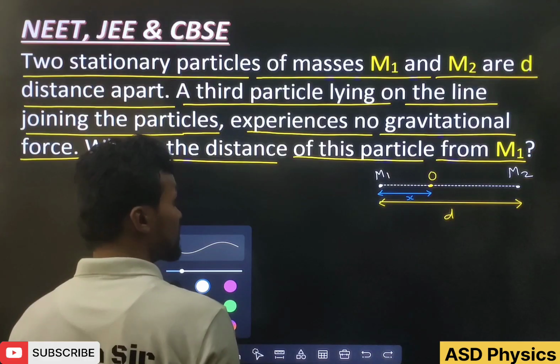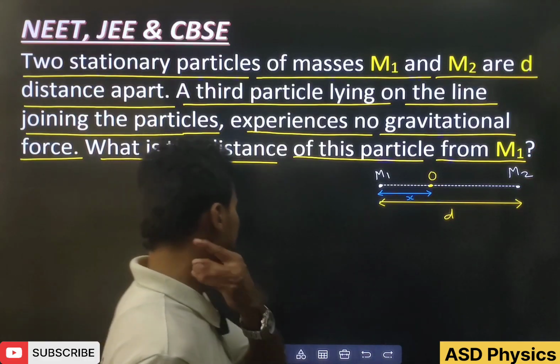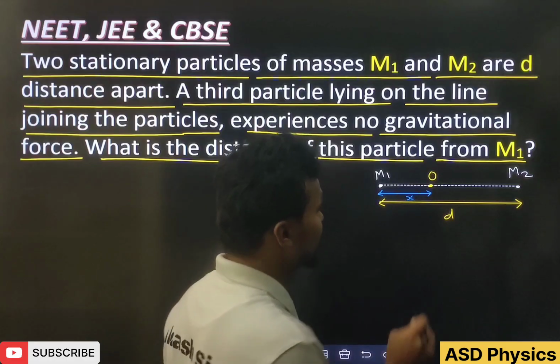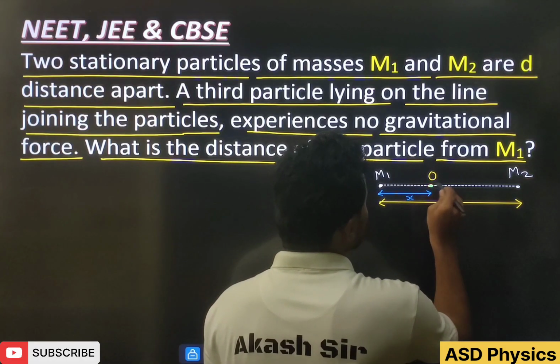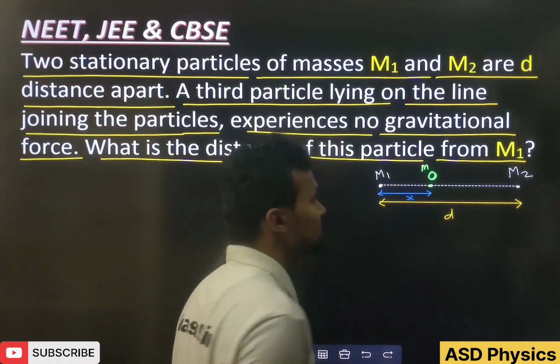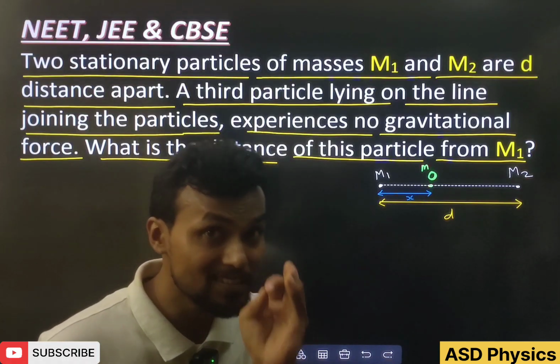So what we are going to see in this situation: I have taken m1 and m2 separated by d distance. And here, if I put one mass, let's take one mass, I have put m0 here. m0 mass is there. What is happening? It is not going to experience any force.